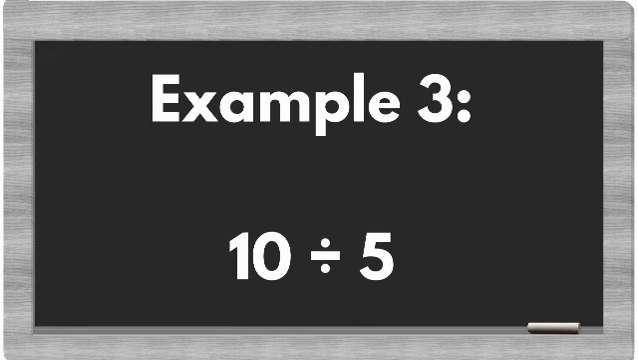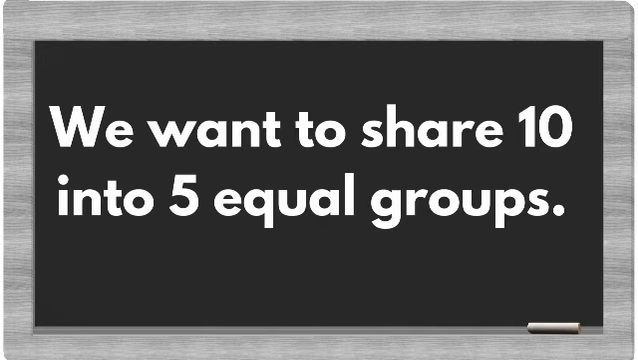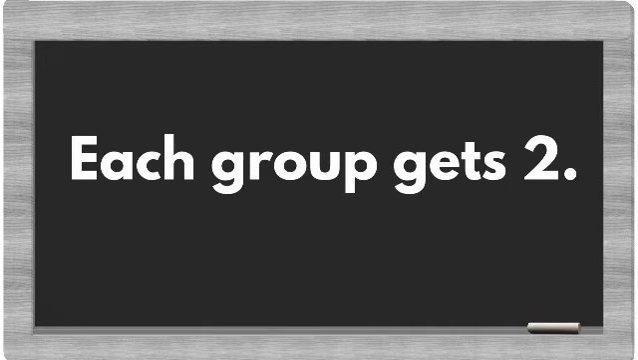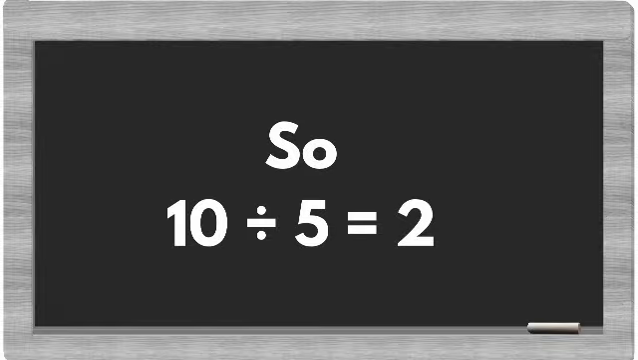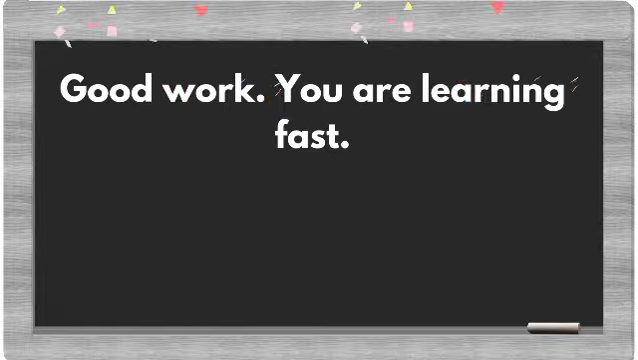Example 3. 10 divided by 5. We want to share 10 into 5 equal groups. Each group gets 2. So, 10 divided by 5 equals 2. Good work. You are learning fast.